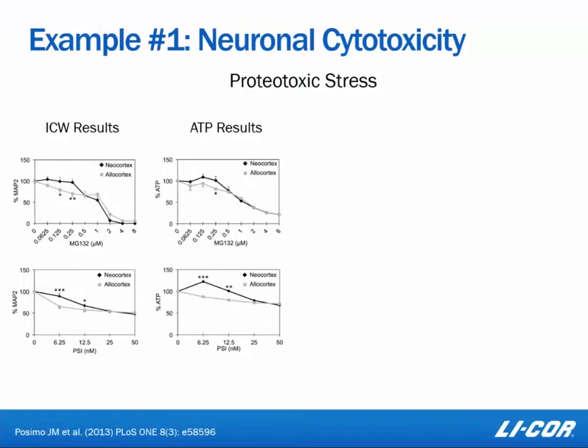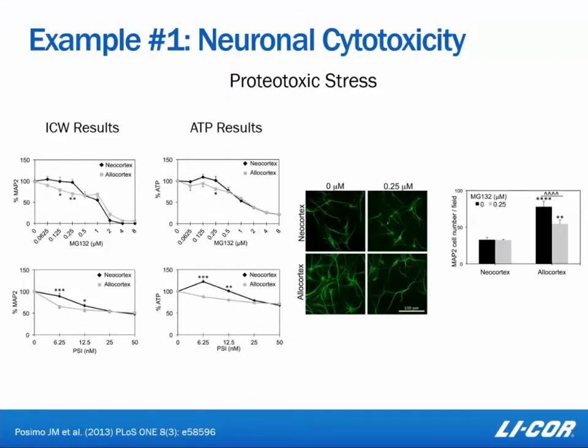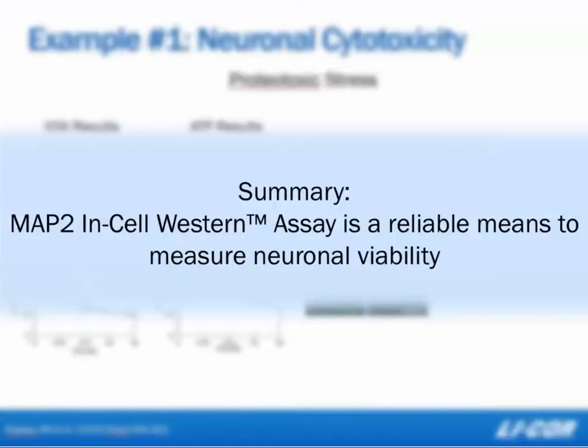They confirmed the result of their MAP2 In-Cell Western assay with immunofluorescence shown on the right-hand side. And the immunofluorescent results show indeed that allocortex cells are more susceptible to protein toxicity than neocortex cells. So for this group, they were able to use the In-Cell Western assay to measure MAP2 levels, which correlates to neuronal viability. And they even found that performing the In-Cell Western assay provided accurate results regardless of the cell density they used. And traditional methods using a plate reader failed at higher cell densities. Now let's work through another example using the In-Cell Western assay to measure apoptosis.